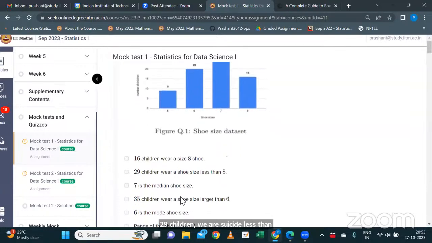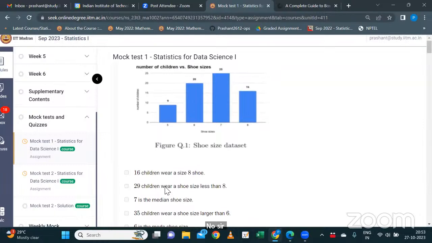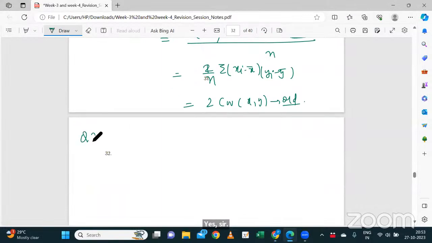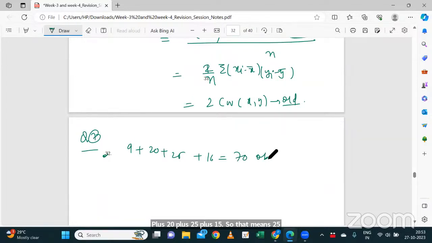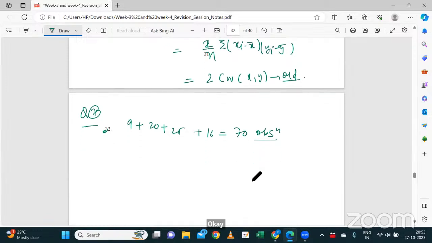Then, 7 is the median shoe size. How? Because if you see how many observations are there, 9 plus 20 plus 25 plus 16, that means 70 observations, right? So with 70 observations, what will the median be? The median will be the average of the 35th and 36th observations. Basically the median will be the 35th and 36th shoe size, right?